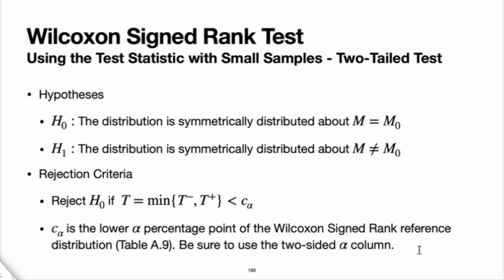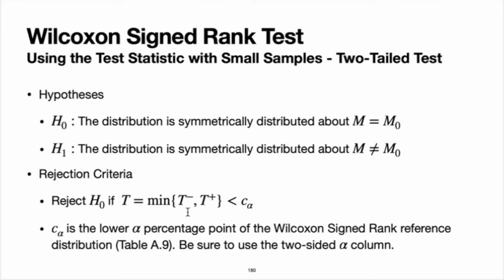column. All right, and then finally for a two-tailed test, the null hypothesis is that the distribution is symmetrically distributed about a value capital M sub 0 against the alternative that it's symmetrically distributed about some other value not equal to capital M sub 0. In this case, the test statistic is the minimum of T minus and T plus, and the rejection criterion is to reject the null hypothesis if T is less than, again, c sub alpha. But in this case, we're going to use the two-sided alpha column. So this is the general way of expressing the hypotheses and the rejection criteria for these three kinds of tests.